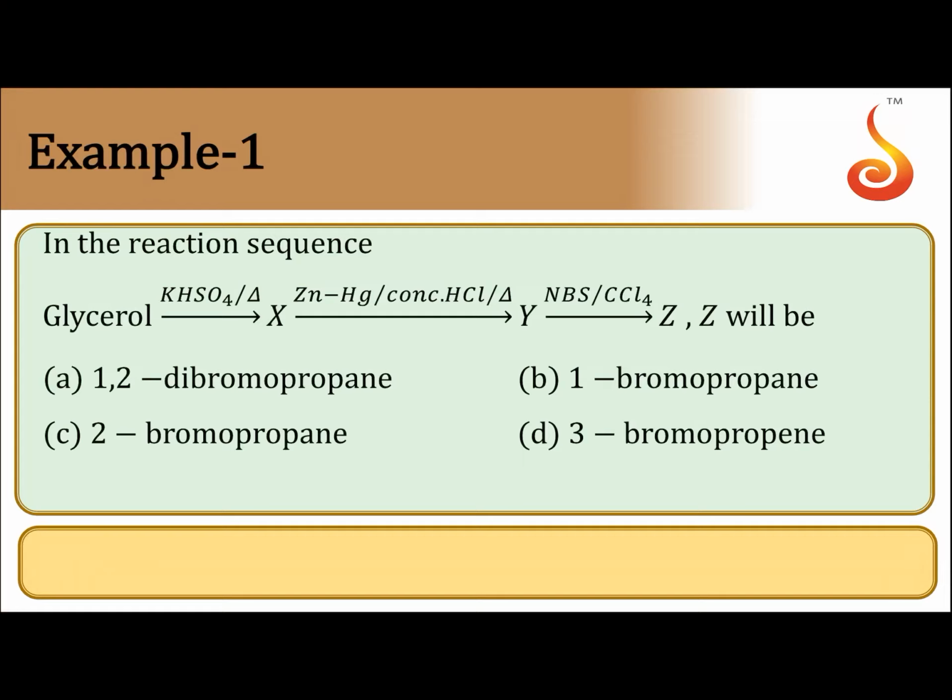In the reaction sequence, glycerol is treated with potassium bisulfate, you will get X. X is treated with zinc amalgam and concentrated HCl, you are getting Y. Y treated with NBS will get Z. They are asking us to find out what is Z in the sequence of reaction.